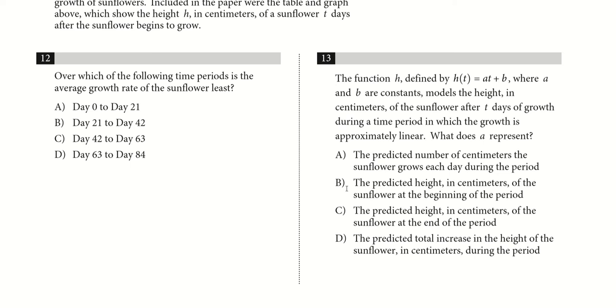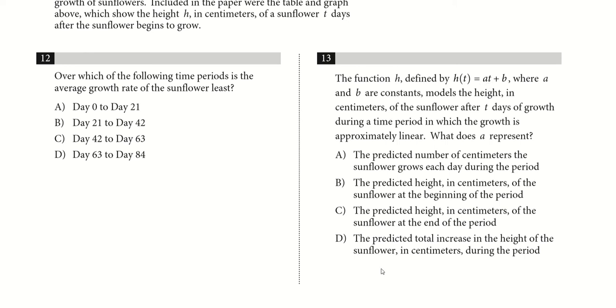B, the predicted height of the sunflower at the beginning of the period. Not necessarily. A doesn't have anything to do with the beginning or end. It's just how much the y value will change as x, or in this case t, changes. So B is out. What about C, the predicted height of the sunflower at the end? Again, it has nothing to do with beginning or end. It's just how much it changes as your independent variable here, t, changes.